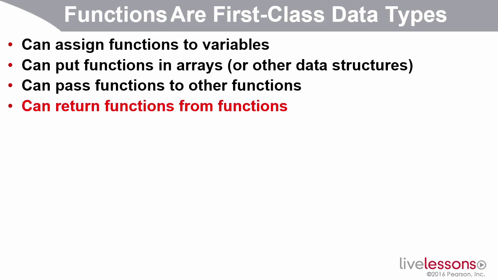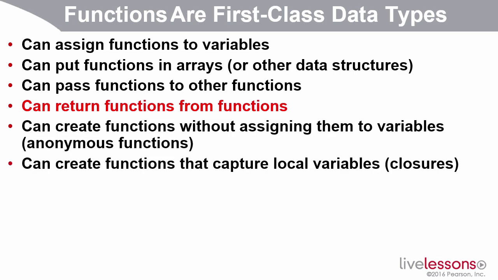After all, the return value of a function can be a number, or the return value of a function can be a string. If functions are first-class data types, you could also return functions from functions. The return value of a function can itself be a function. And then we'll have some other points we'll look at in the later sections.